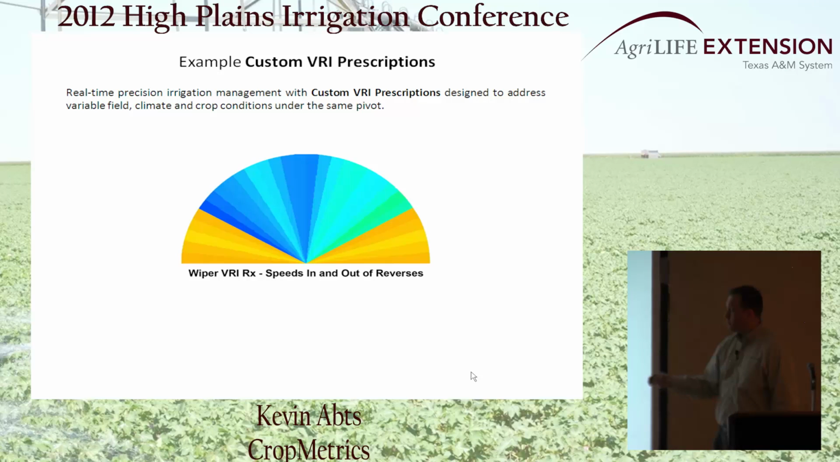This one here is basically what we call a wiper VRI prescription. A lot of you guys that have half circle machines, what we can do with this technology very easily is still write a basic variable rate irrigation prescription using our speed control, but we can tailor it so at the tail ends here, before you make your turns, we can actually gradually speed in and gradually speed out of that turn. Again, allowing you to apply not necessarily more uniformly, but more exact to how much water you want to put down in a given sector.